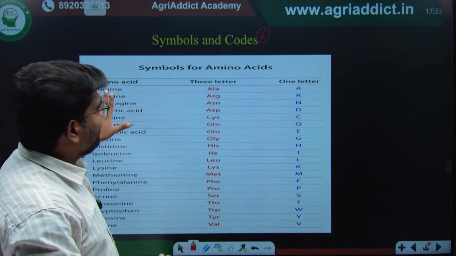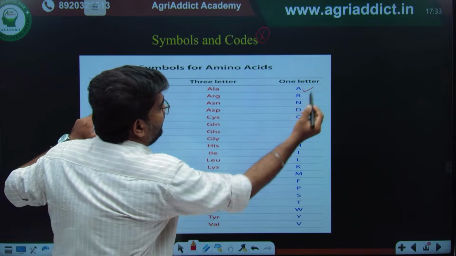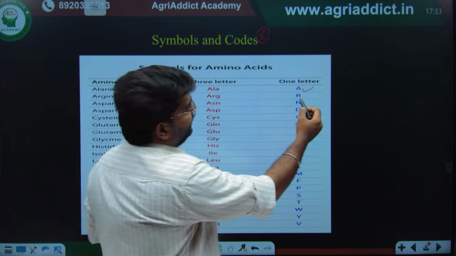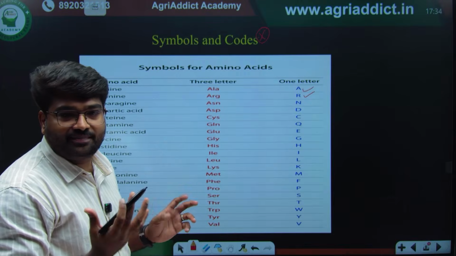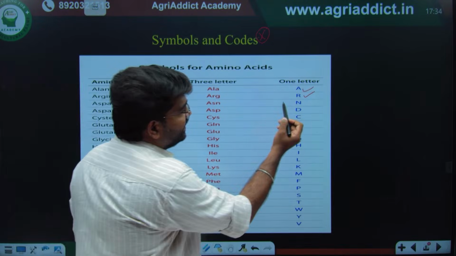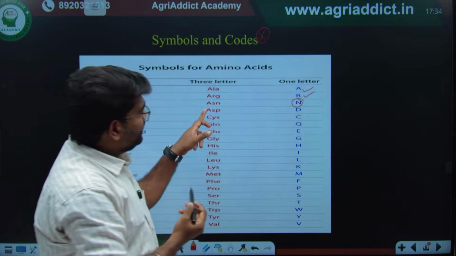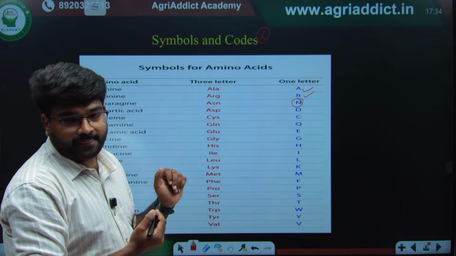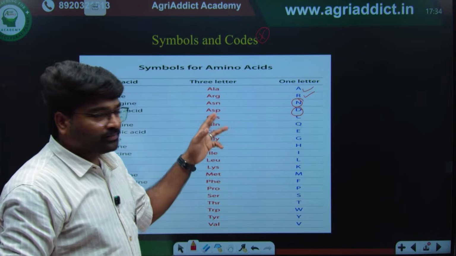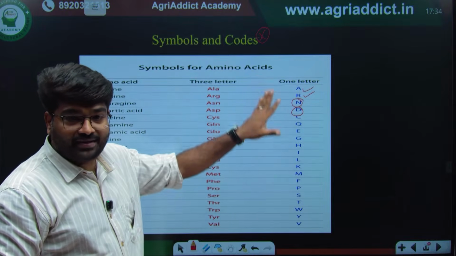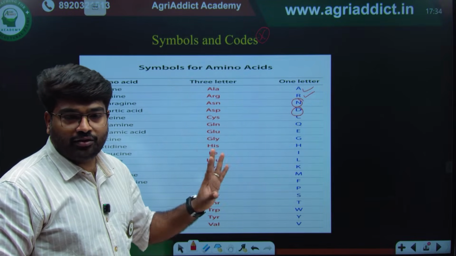Alanine means what? Single letter code A. Arginine is R. You have to remember the differences. For example, G means glycine, that we know. But see here, N means asparagine. D means aspartic acid, and E glutamic acid. Like that, different ones are there. From here, surely they are going to ask a question.